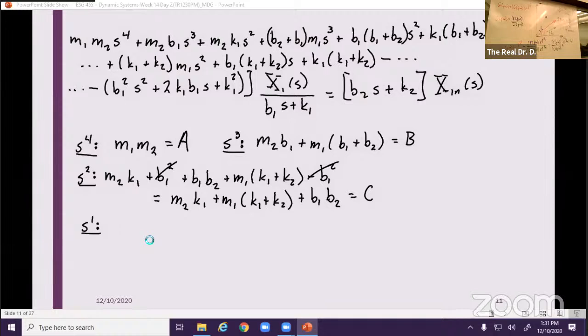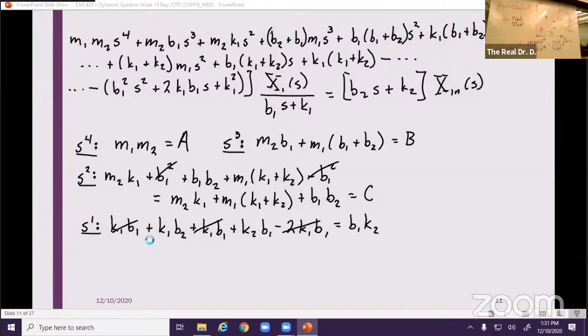For the s to the 1 terms, k1 b1 plus k1 b2 plus k1 b1 plus k2 b1 minus twice k1 b1. Well, these two would add up to 2k1 b1. Then I can subtract 2k1 b1. So this is b1k2 plus b2k1. That's equal to d.